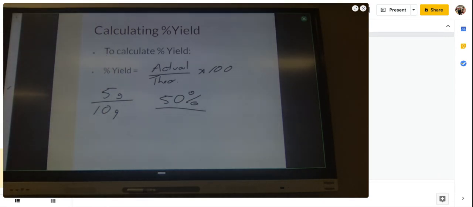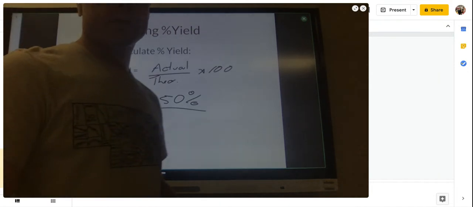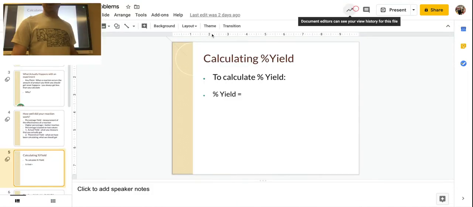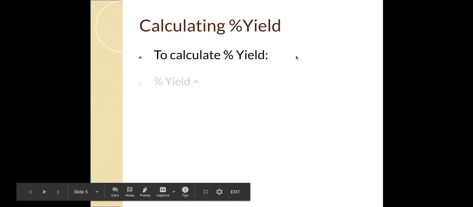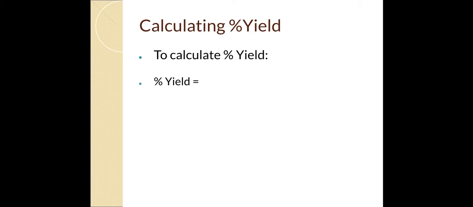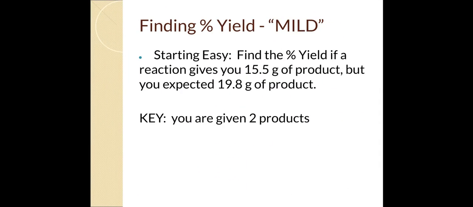So the problems that you guys are going to be faced with are going to be broken into 3 different flavors. So the 3 flavors of problems that you have, we've got mild, medium, and spicy. And the flavors that you guys are going to deal with don't really deal with difficulty. There's just more steps in the spicy than there are in the mild and the medium. So I'm going to show you guys what to look for when you do these reactions. So when we do percentage yields, we're going to start with a mild problem here.